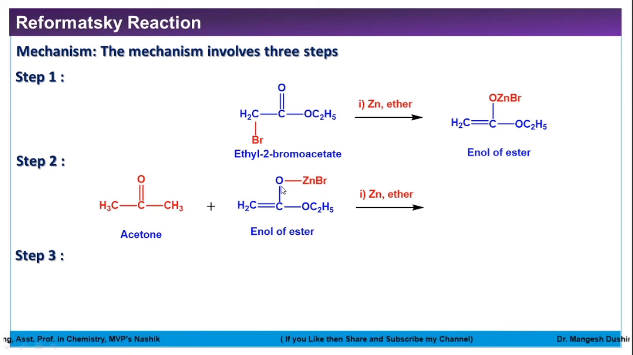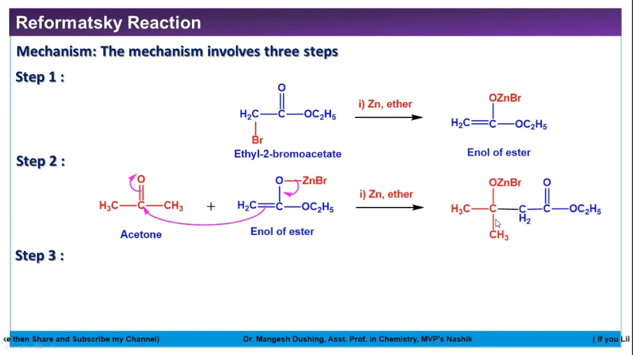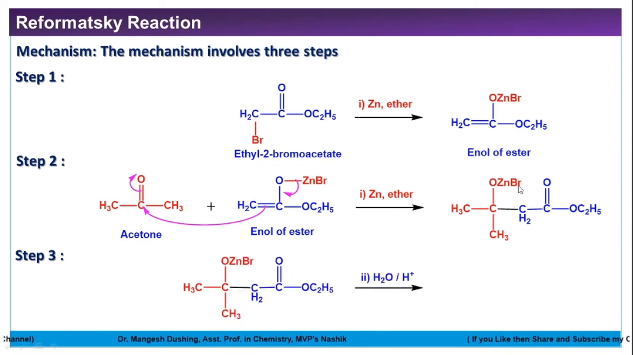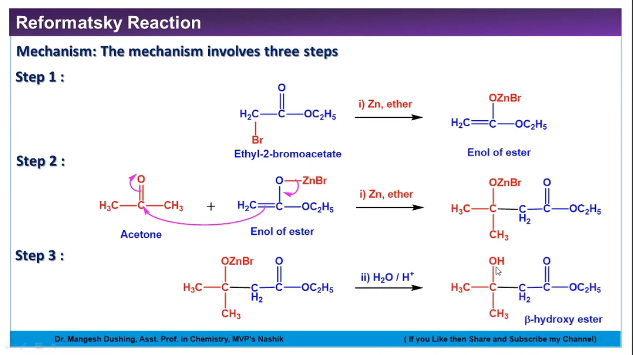See the mechanism again. This bond will break, so the carbon-oxygen bond will be double. This double bond acts as a nucleophile. So this alpha carbon forms a bond with this carbonyl carbon. The pi bond will break, O minus will form, and we will get this compound. Now the third step is just acid hydrolysis. The O-Zn-Br bond breaks and OH is formed. So this is called beta hydroxy ester. The alpha carbon of the ester forms a sigma bond with the carbonyl carbon of the aldehyde or ketone, and the product is beta hydroxy ester.